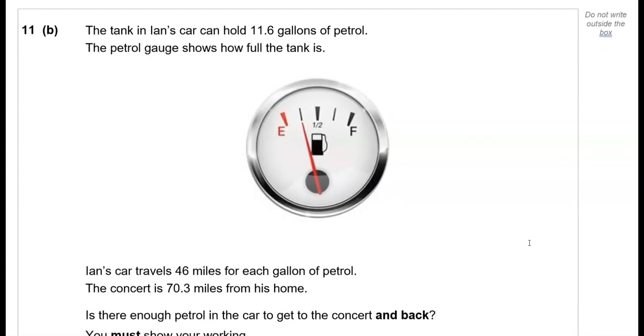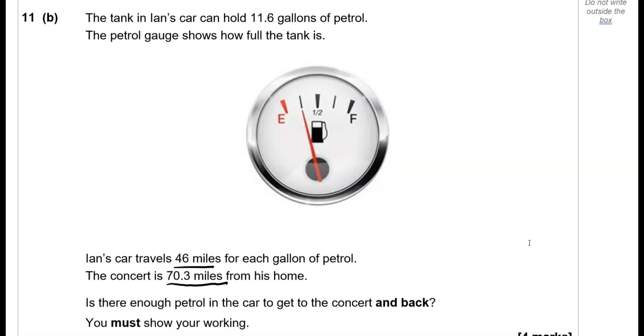The tank in Ian's car can hold 11.6 gallons of petrol. The petrol gauge shows how full the tank is. Ian's car travels 46 miles for each gallon of petrol. The concert is 70.3 miles from his home. Is there enough petrol in the car to get to the concert and back? You must show your working out.